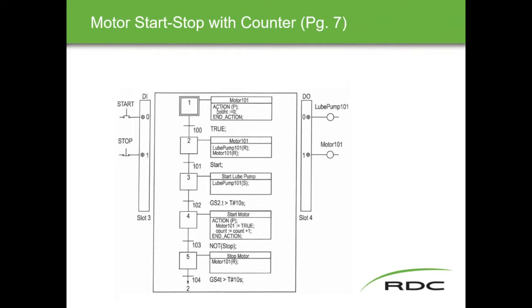So the thing with sequential function chart programming is they always start off. Okay, they always start off. And the reason that they always start off is because the last instruction in a sequential function chart is usually a reset function, which means that it's going to, in this case, reset motor 101, or turn motor 101 off. So generally when you get up here to the start, everything is going to be off. So let's just see what this program looks like here. So a couple of timers here.